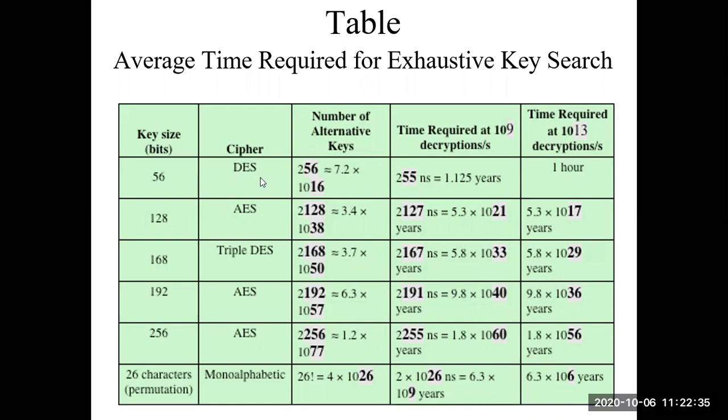So if you are going to try all the possibilities in the key, you see here with key size 56, 64 reduced to 56, DES will be having capacity of 2 power 56, which turns out to be 7.2 into 10 power 16. And what is the time required at the rate of 10 to the power of 9 decryptions per second? We are working at the speed of nano. So it needs 2 to the power of 55 nanoseconds, which is approximately 1.125 years. So nearly 1 year or so.